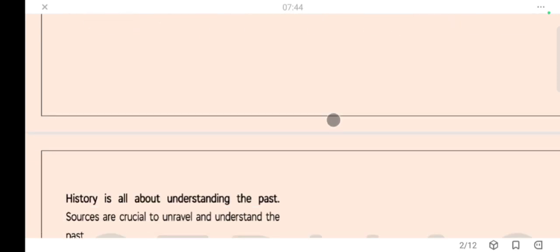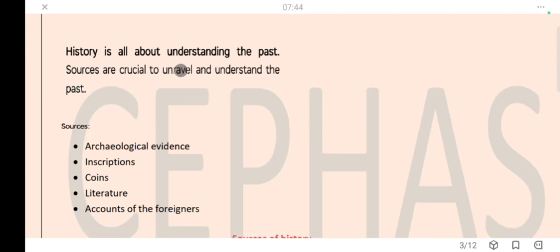So when we talk about history, we definitely have to talk about the sources of history. What are the sources? History is all about understanding the past, as we know. Sources are crucial to unravel and understand the past. Why do we need to read history? History will give you what happened in the very past, it will give you knowledge of experience, and it will tell you what to do and what not to do without doing anything, just by reading it.